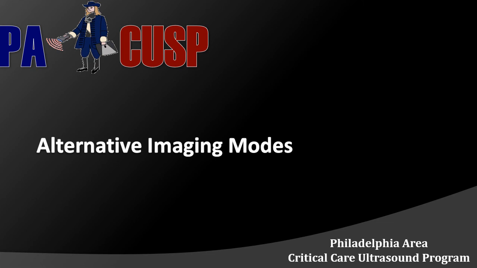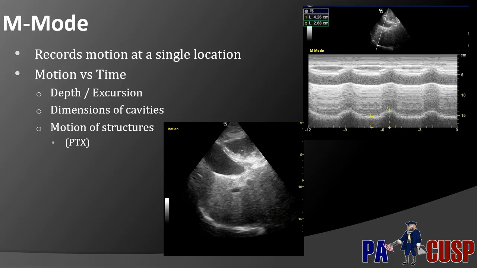So what other modes of imaging are available? Probably the second most common imaging mode is going to be referred to as M mode or motion mode. This imaging modality records motion at a single location and is plotted as motion versus time. This is a good way to calculate depth or excursion, to measure the dimensions of cavities, and also to assess for the motion of structures such as lung sliding and evaluation for pneumothorax.